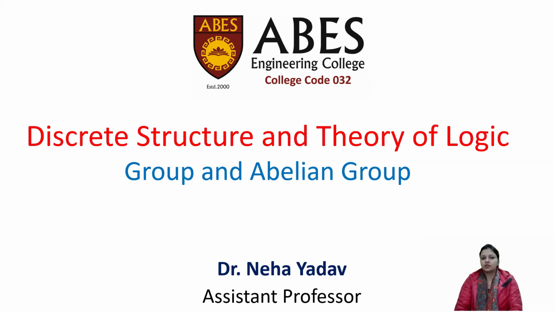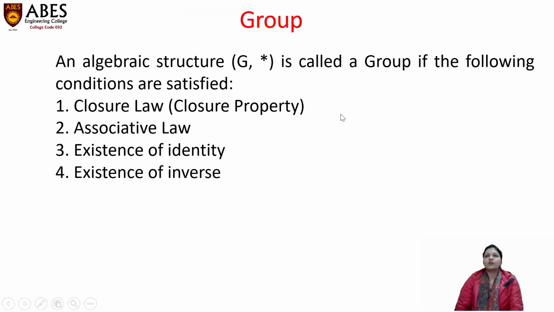Today I am going to teach the third topic of Unit 4 of Discrete Structure and Theory of Logic. The topic is Group and Abelian Group. So what is a group? A group is an algebraic structure which follows the following four properties.